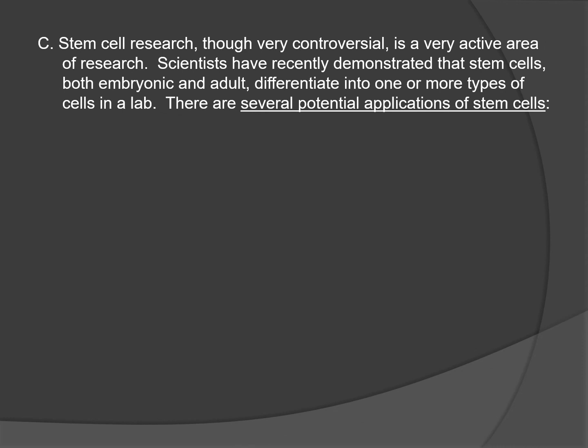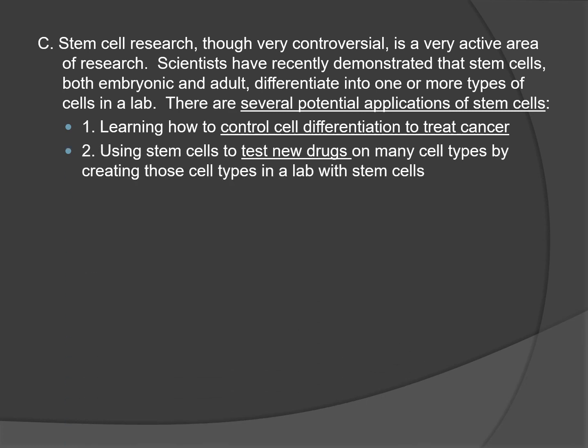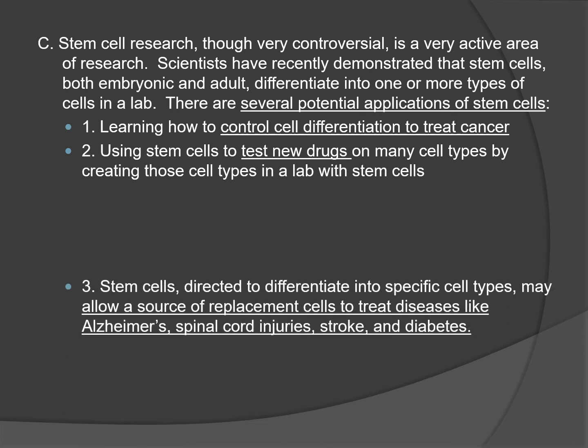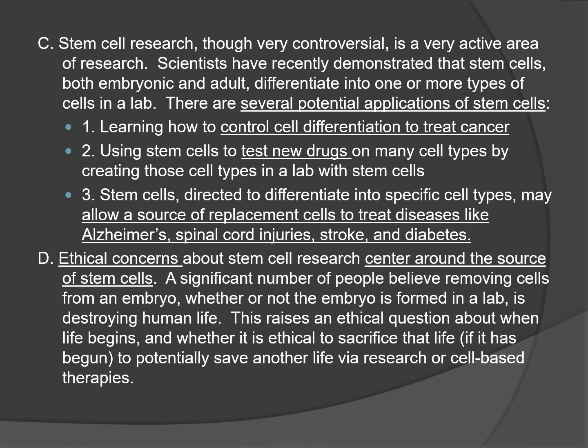Stem cell research is very controversial, but it's also a very active area of research. We've learned a lot about how they can differentiate and turn into different types of cells through our studies in lab. There's several potential applications. So one, we can learn how to control cell differentiation to treat cancer. We can use them to test new drugs. We can use them to replace cells that are caused by cell death, such as Alzheimer's, spinal cord injury, strokes, and diabetes. But there are also huge ethical concerns.